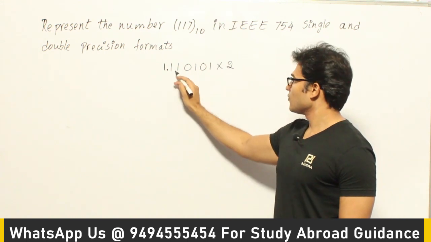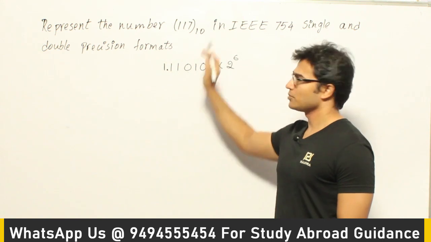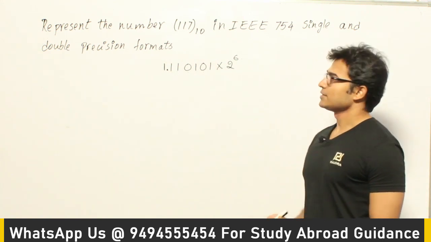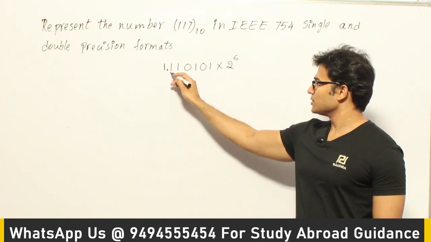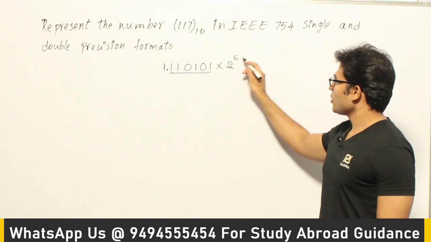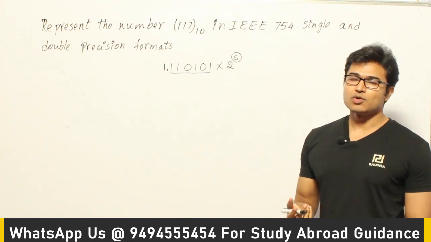So what is it? 1 2 3 4 5 6. If I multiply with 2 power 6, it is again going to be the same number. Got it? Therefore the exponent is going to be 6 and the mantissa is going to be this one. The mantissa is going to be the same in both the formats, but whatever exponent is there, we have to bias it in both the formats.